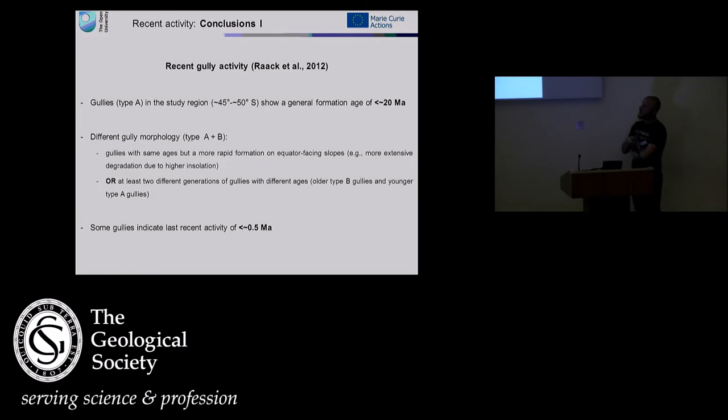So the conclusions for the recent gully activity in the mid-latitudes are that we have a general formation age of 20 million years for the type A gullies. Because we have two different morphologies, we can say that we have either gullies with the same ages but a more rapid formation on the equator-facing slopes, for example due to more extensive degradation from higher insolation, or at least two different generations of gullies, with older, more degraded type B gullies on the equator-facing slopes and younger ones on the polar-facing slopes. Furthermore, we have an indication of very recent activity in this northwestern part of the Ajaya Basin, half a million years ago.